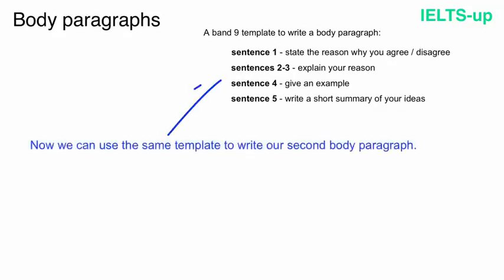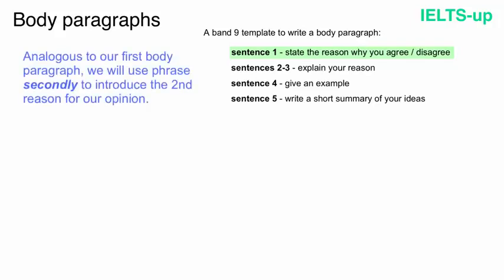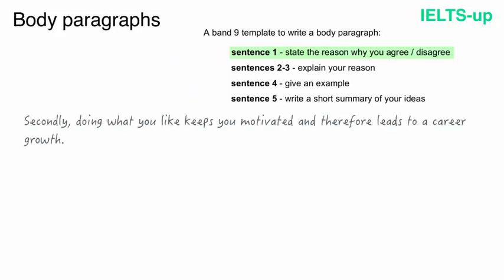Now we can use the same template to write our second body paragraph. So, in the first sentence, we state the second reason why we agree or disagree. Analogous to our first body paragraph, we will use phrase secondly to introduce the second reason for our opinion. So, here is my sentence 1. Secondly, doing what you like keeps you motivated and therefore leads to career growth.